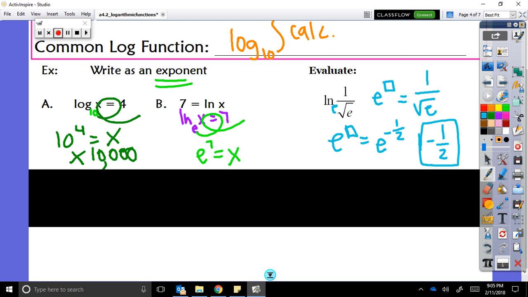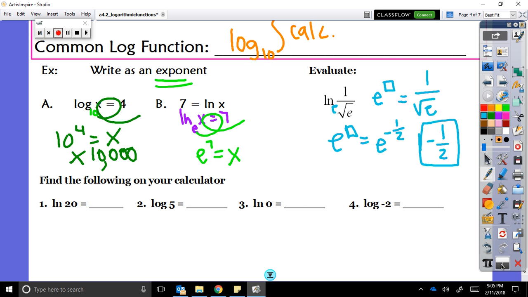All right, now I want you to play with your buttons on your calculator. So grab your calculator and I want you to evaluate the following, all 4 of these, and we're going to 3 decimal places on these. All right, try that, and once you have rounded to 3 decimal places, check with your partner.